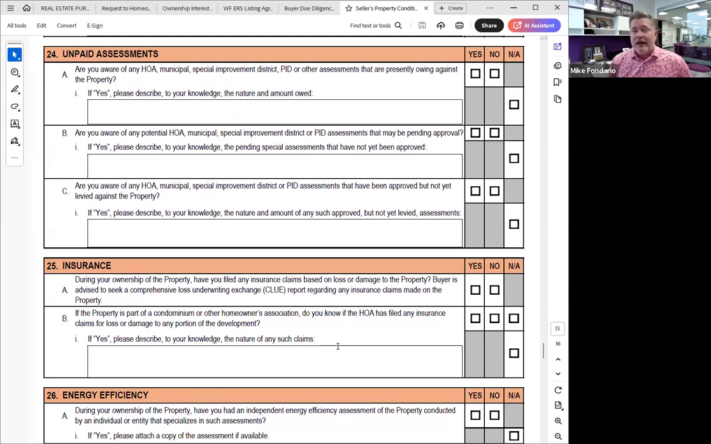Unpaid assessments. These things can get tricky, especially with your HOA, where they have talked about assessments, but have not planned for one, though it has come up in a meeting. You can insert all those meeting minutes documents into AI and say, hey, has anybody ever mentioned a special assessment that might be talked about?